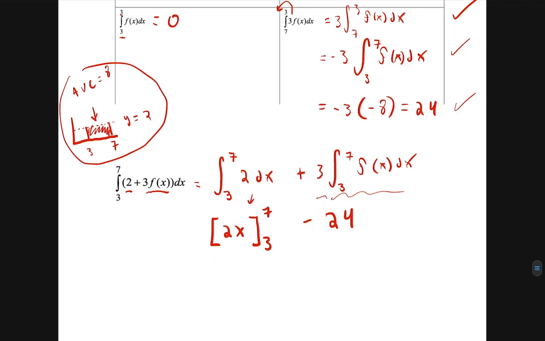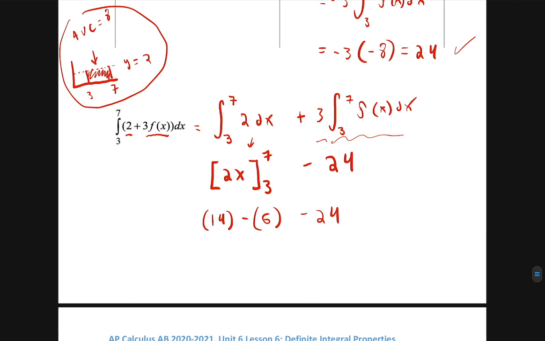So this is using the fundamental theorem of calculus. So we're going to evaluate this from 7 to 3. So we're going to have 2 times 7 is 14, minus 2 times 3 is 6, all of that minus 24. And so what this would end up being is 8 minus 24. You'd get here -16. So a few different things going on there on that one.